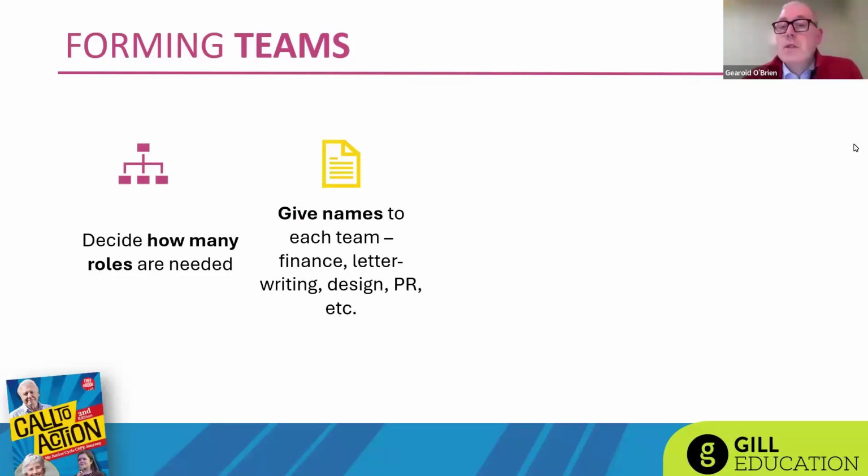Secondly, then to give names to each team. So it's a finance team, the letter writing team, the design team, the public relations team, etc. And again, the name of the team reflects what the task is, so they know what it is. So even when they're in the teams, they may do different tasks. So it might be a PR team. One does a poster, one sends out an email, one makes an announcement on the intercom. There's different tasks within it, but in all, they work together as a team to raise awareness of the action.